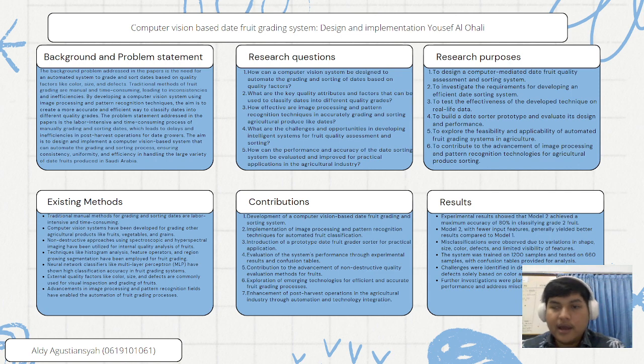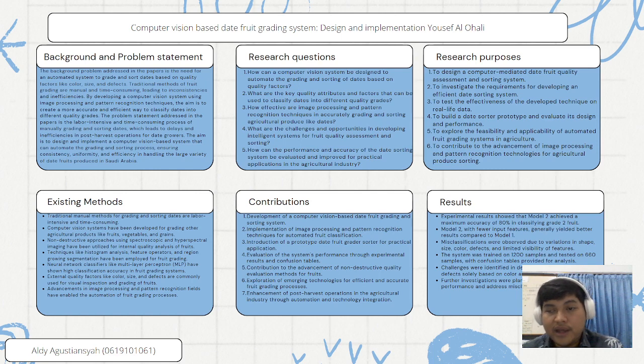Result: experimental results show that Model 2 achieved a maximum accuracy of 80% in classifying grade 2 fruits. 80% is kinda big, but we want 90 or higher. Model 2 with fewer input features generally yielded better result compared to Model 1. Misclassification were observed due to variation in shape, size, color, defect, and limited visibility of features.